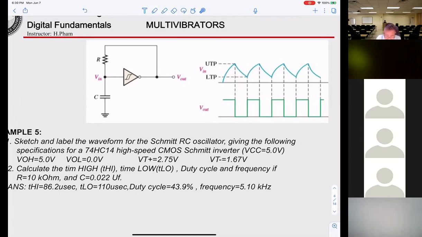That is how they can build the oscillator. Now they say sketch and label the waveform for the Schmitt RC oscillator. They give the following specification for the 74HC14, high speed CMOS Schmitt trigger inverter: VCC equals 5 volts, VL high equals 5 volts, VL low equals 0 volts, VT plus equals 2.75 volts. Can you understand what VT plus equals 2.75 volts means to you?